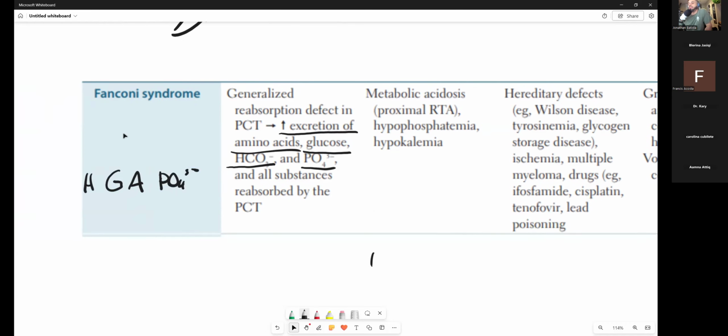Anytime there's a problem with the PCT, HGAP will be implicated. It would basically be in trouble. And that's how you'll see why. That's the reason why. Instead of memorizing all that, just memorize HGAP. It should all make sense in that sense. But they could also be selectively damaged with different types of pathological situations.